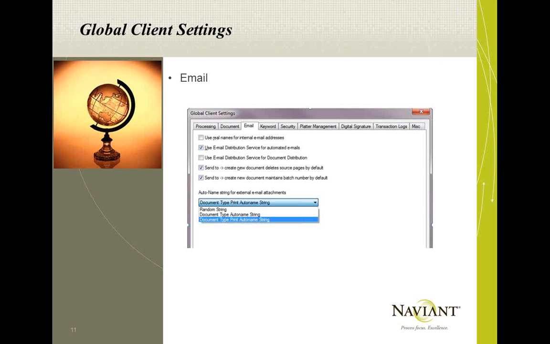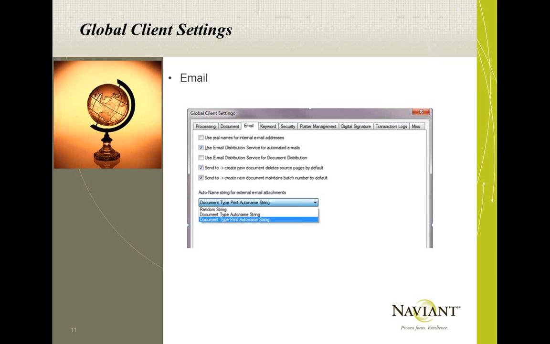Now, jumping to the Email tab, you'll notice that there are several things you can do within the Email tab, like use the email distribution service for automated email. That's a common one that we see checked because if people have workflow, they're sending out automated emails, and it's using the distribution service to do so.